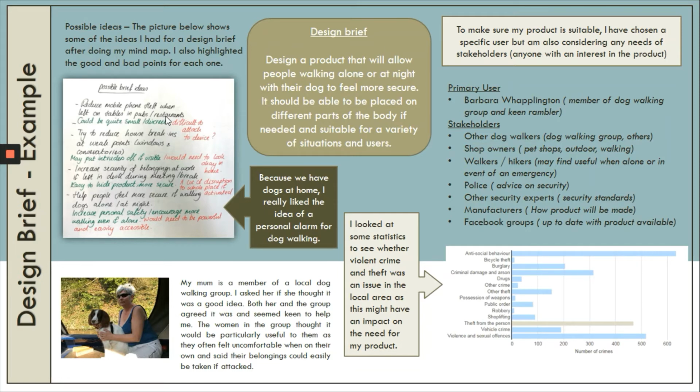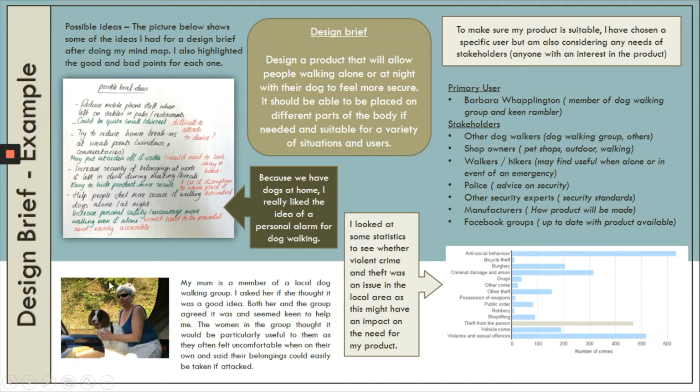taste is the same. So all I did in that list there is I came up with a few different ideas for a problem and decided what was good about doing it and what was bad about doing it. So eventually this one at the bottom, look, help people feel more secure if walking dogs alone or at night. So the good parts about that were it would increase personal safety, and it would encourage more people to walk even if alone. And the downside, it would need to be quite powerful and easily accessible, but I thought that wasn't a big downside because I probably could address that issue.